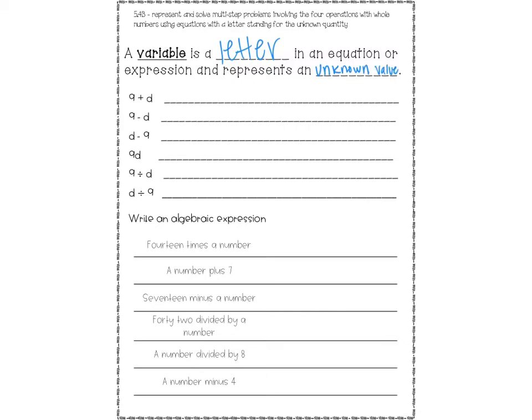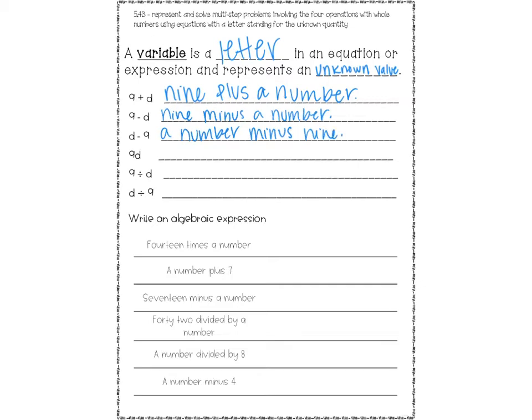So in our first example, we have 9 plus d. So this is written as 9 plus a number. And then we have 9 minus a number. Then we have d minus 9. So this would be written as a number minus 9.